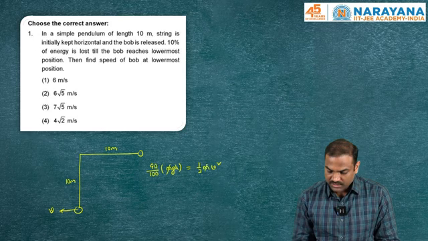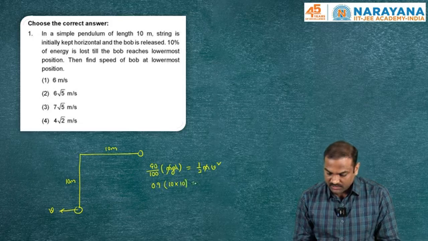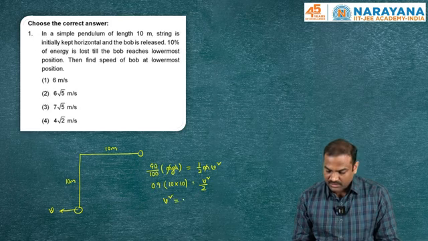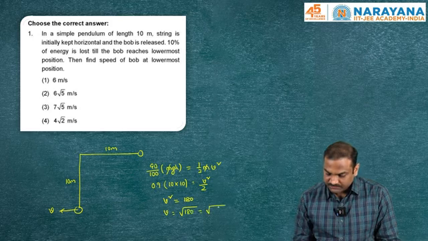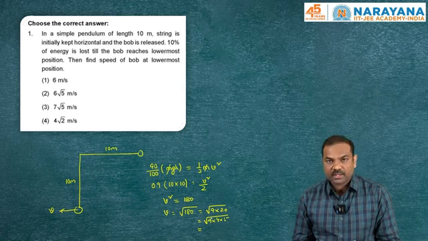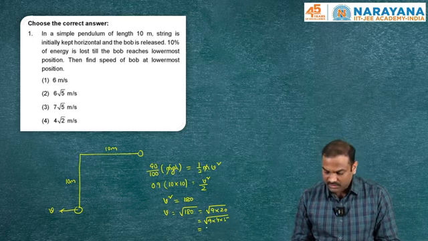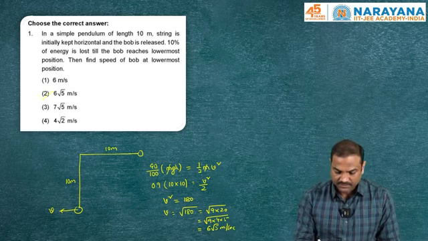So we can cancel the mass. I can write this as 0.9 into g value 10, height value is 10 meter again, equal to v square by 2. Then v square is equal to 180. So v is equal to under root 180, which is 9 into 20. You can write 9 into 4 into 5. So 9 will come out, and 2 also comes out, giving 6. So 6 root 5 meter per second is the final answer.